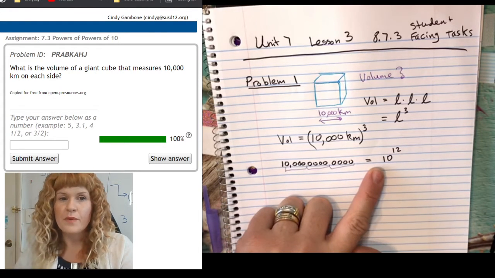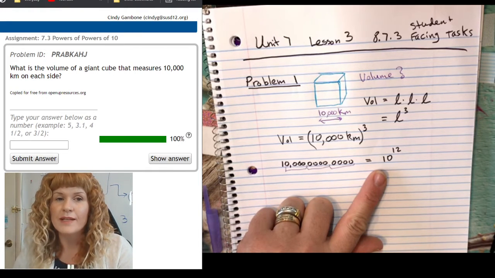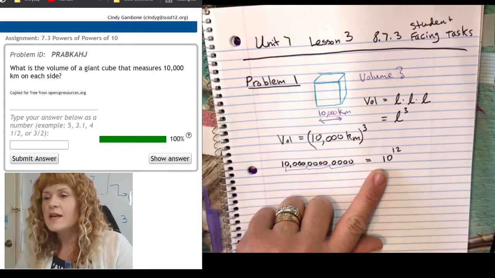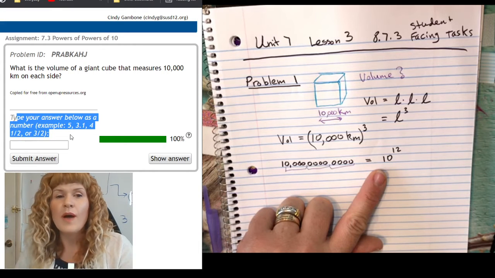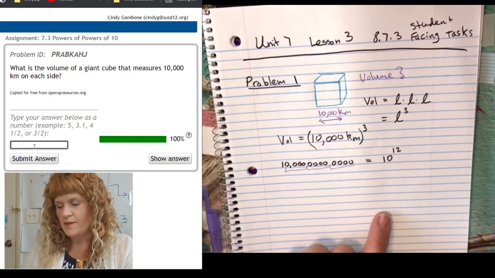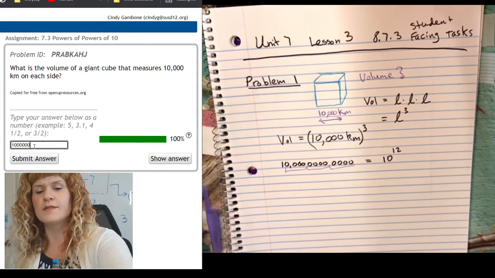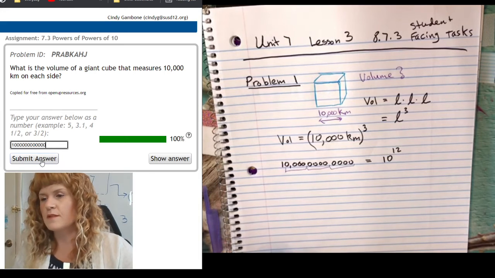I like writing it with an exponent, but when you look at your assignment, they do not want an exponent. They say, type your answer below as a number. Oh man, we've got to write out all these zeros. So go ahead and start entering them in. That's 12 zeros. 1, 2, 3, 4, 5, 6, 7, 8, 9, 10, 11, 12. And submit your answer.